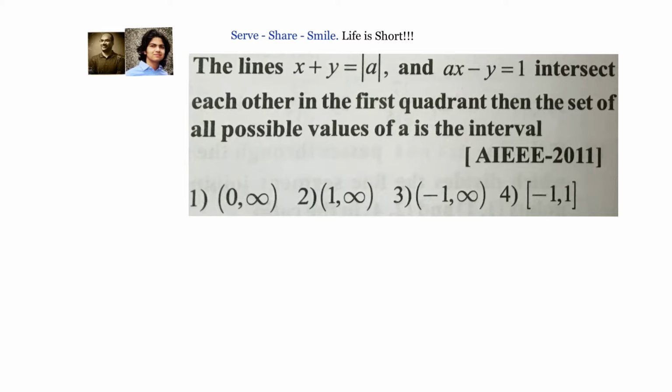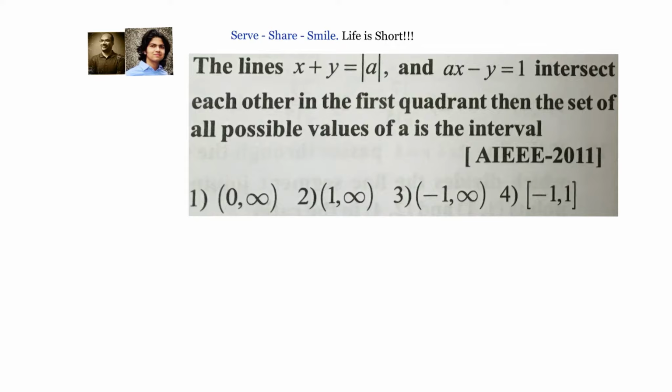So we have been given that they intersect each other in the first quadrant. That means x and y values should be greater than 0. In that scenario, what will be the values of a? They will be in which interval? So first let's try to solve these two equations and find out x and y values.